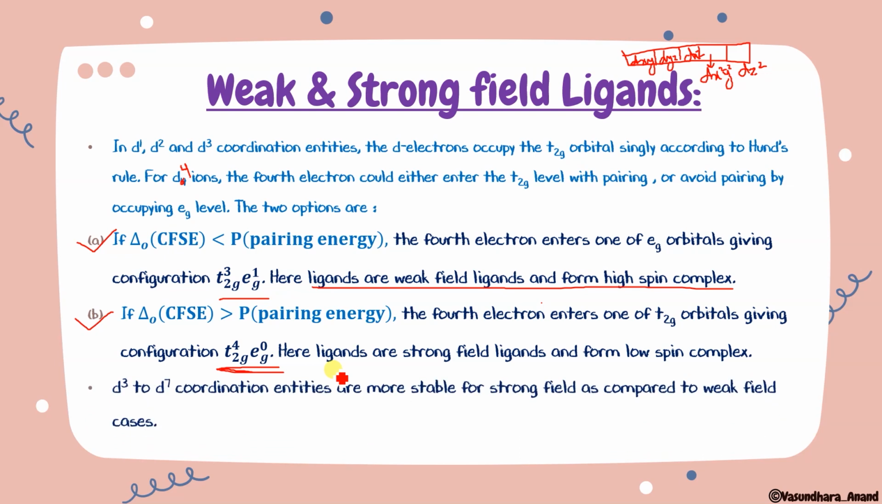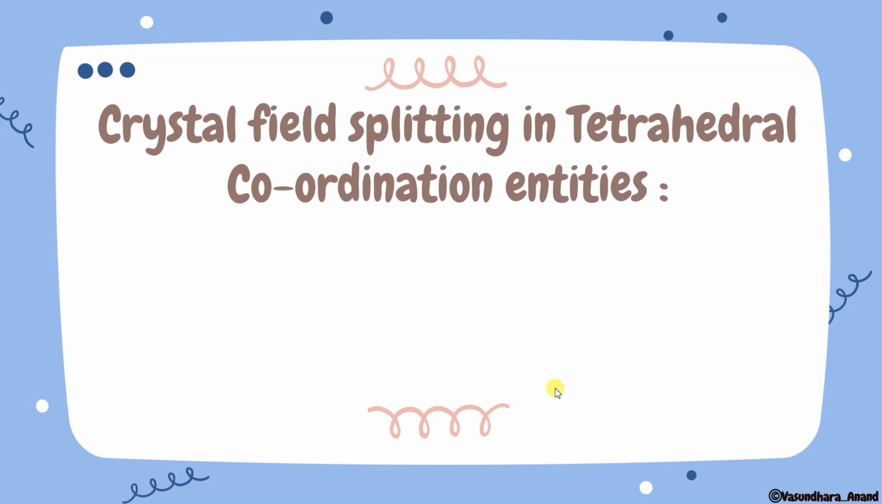D3 to D7 coordination entities are more stable for a strong field as compared to weak field case. This is the point to be noted. D3 and D7 in general are not asked in the board exam, but if it is asked, you can use this formula. D3 and D7 coordination entities are more stable for a strong field as compared to weak field case.